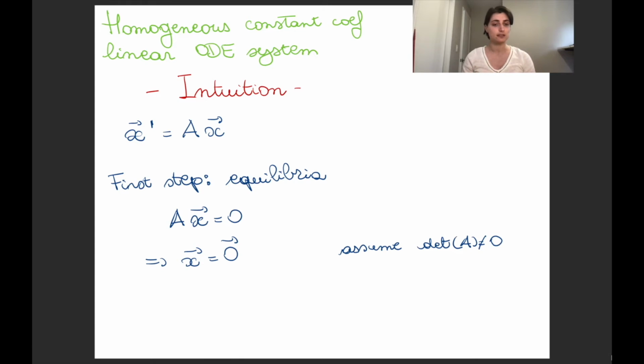Trivially, that means x is equal to 0. Here we're assuming the determinant of A to be different than 0, so x equal to 0 is the only solution of our system. And the fact that the determinant of A is different than 0 will make it easier in the other situations. But the first step is that if you have a linear system of ODEs with constant coefficients and it's homogeneous, 0, the vector of zeros, is the only equilibrium that you have.